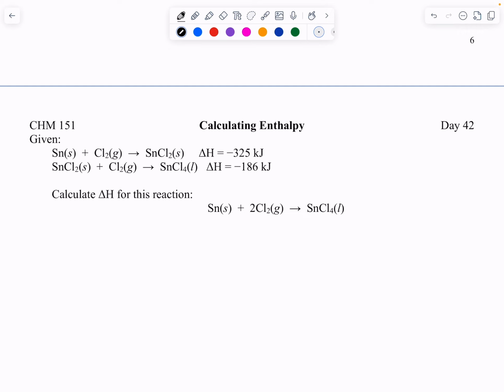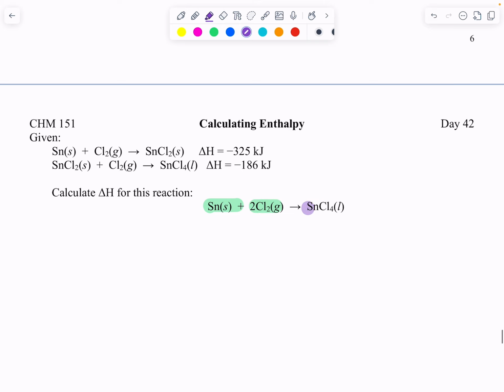So if I highlight, I like to do this. I like to mark my reactants and my products. So I have SnCl4 liquid there as a product, and my reactants, Sn and the Cl2. And if we look, if I add these, oh, that's a highlighter. I don't want to highlight. If we add them, this will cancel on both sides. And all I have to do is just add these up. Boom. If I add them up, I get the reaction. I didn't have to do anything to it.